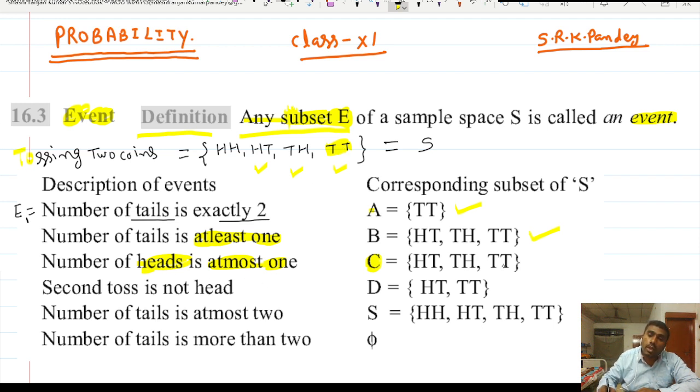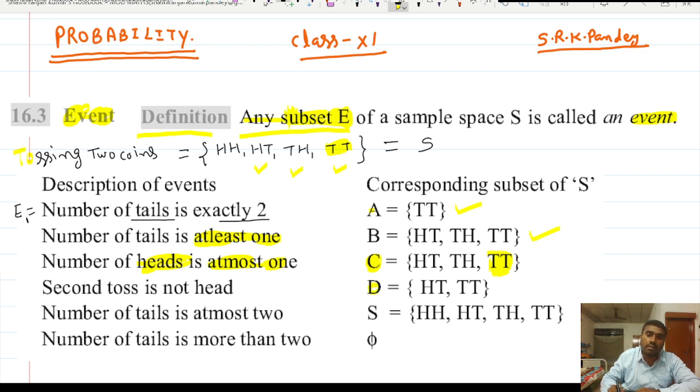So this is also acceptable. There is no head in it, so it is acceptable because the limit is on the upper side, right? So two heads is not acceptable, but less than two heads is acceptable. At most one head means head, tail is acceptable, tail, head is acceptable, and if no head is there, that is also acceptable, right? So these are the events here.